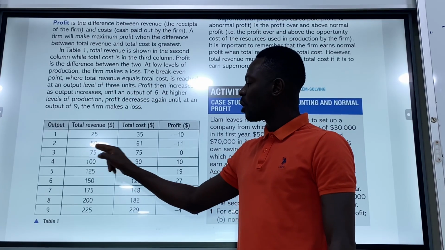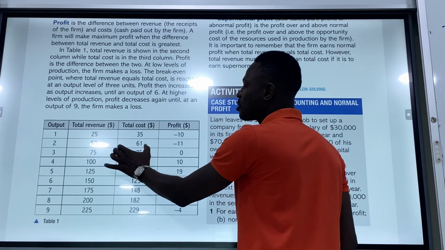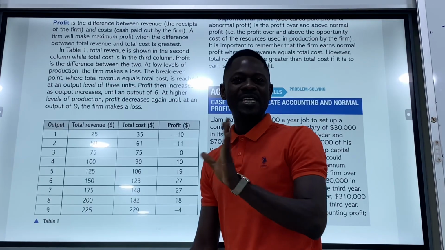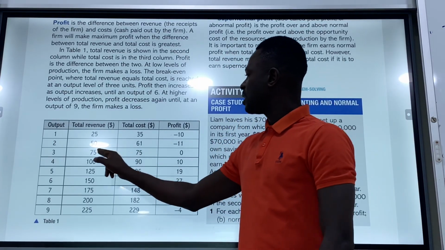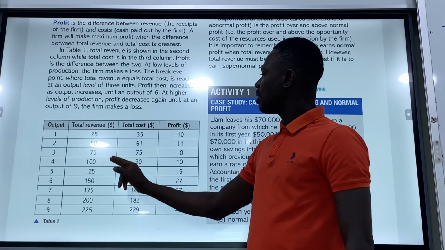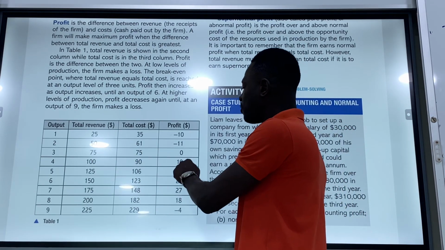Total revenue for column 3 minus total cost is 0. So here, our total revenue equals our total cost. So we call that break even. So that means we neither make a loss nor a gain. So TR minus TC equals 0. Now our TR minus TC here is 10. So a profit of 10 is made here.